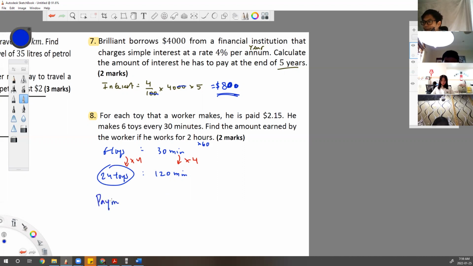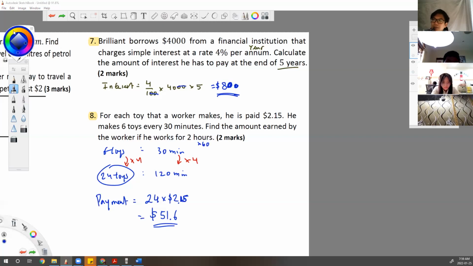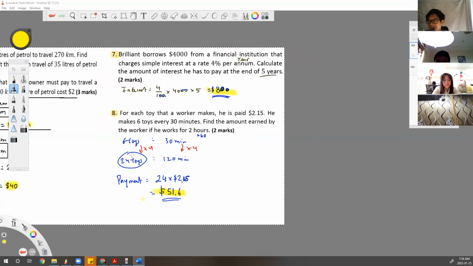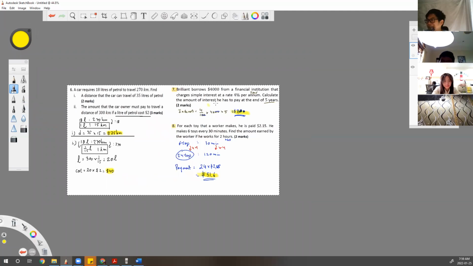Oke. 24 multiply by 2.15. Okay, calculate 24 times 2.15. $51.6. See? It's not too hard, but again, you have to pay attention on every details on it. And read the question carefully. Yes. Read the question carefully, don't underestimate. Ya, itu kadang-kadang kalau underestimate bisa salah. Yes. You have another lesson learned lah kalau kayak gitu.